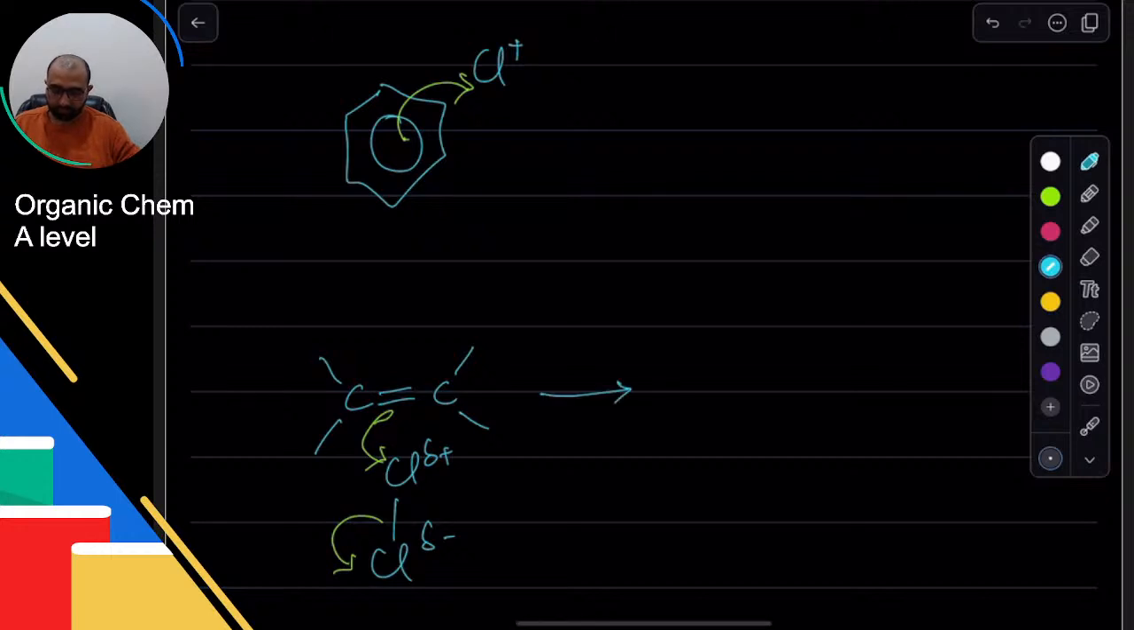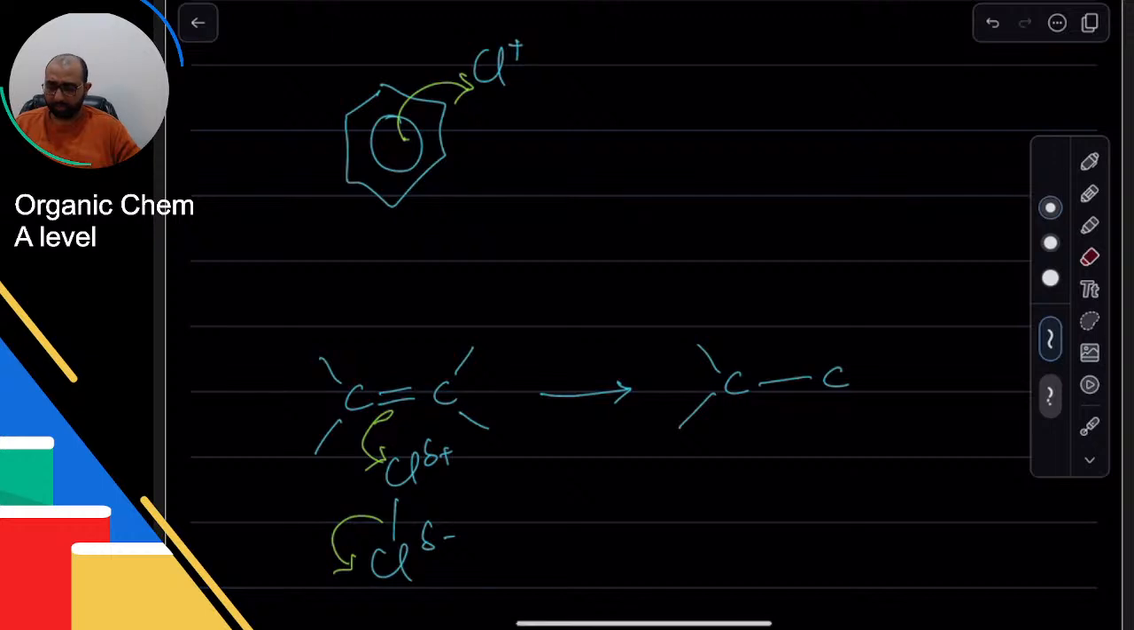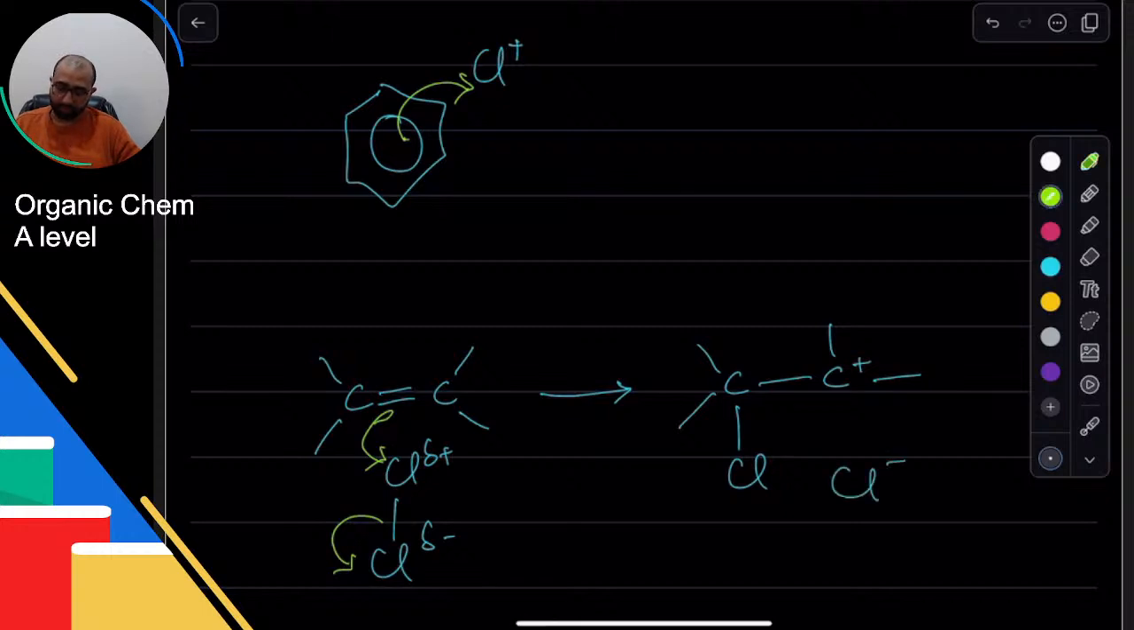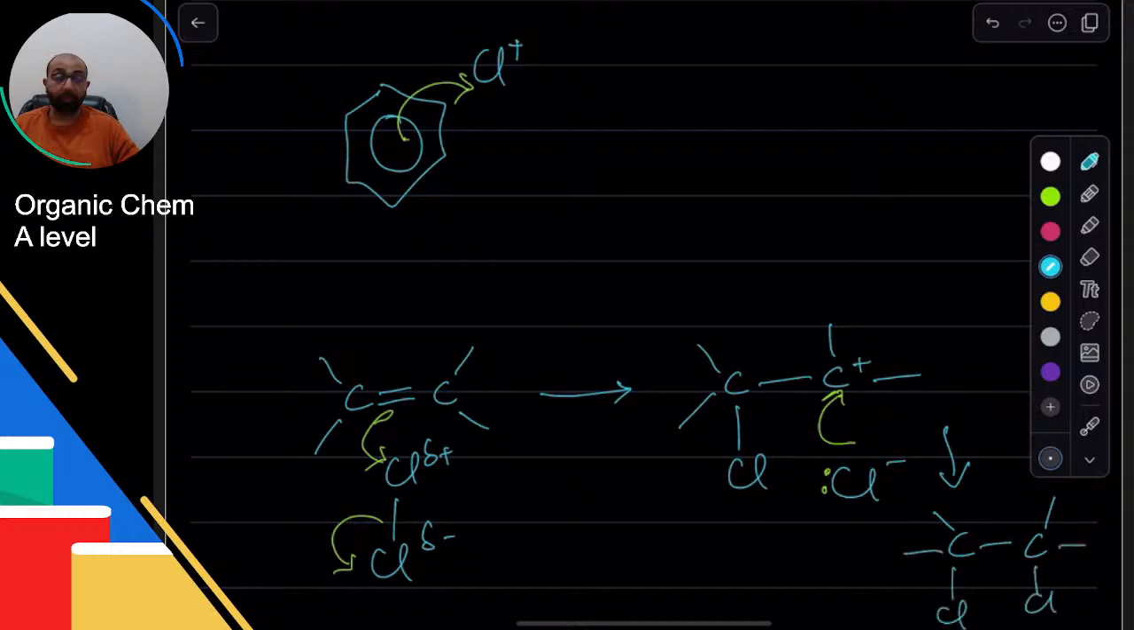अच्छा. Now what will it do? If you need a revision of this one, look at the video on Thursday. ठीक है. Okay, so this one will break the bond here. One of these carbons, depending on which one, Markovnikov's rule use करेंगे, is going to get chlorine, and the other one is going to be a carbocation. This chloride is now going to attack this with its lone pair. And so you're going to end up with chlorine here. There you go. Double bond टूट गई. That's how alkenes react.